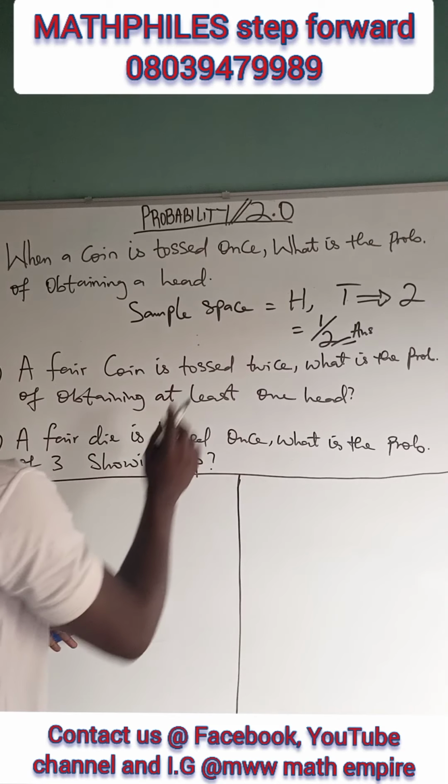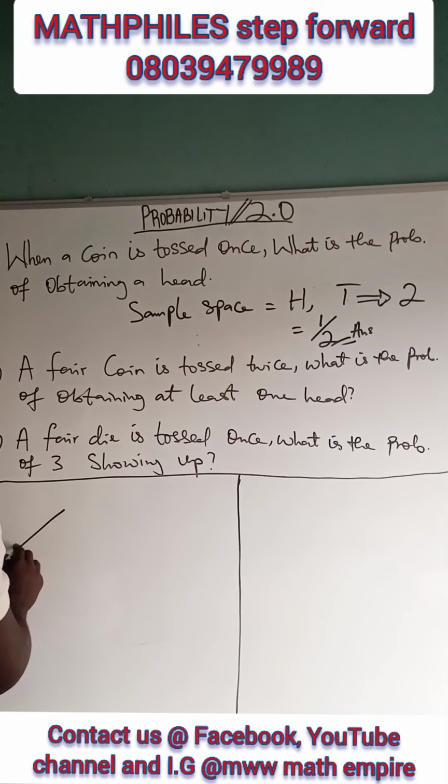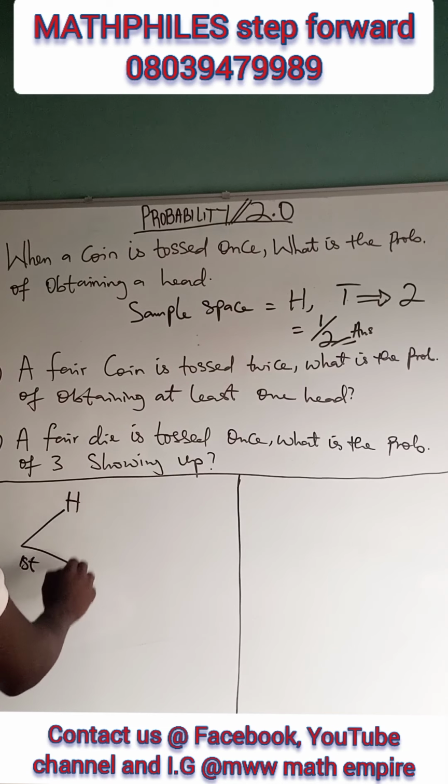Now, when you say probability tree, the coin is tossed once. The first time it is tossed, we obtain a head or a tail.